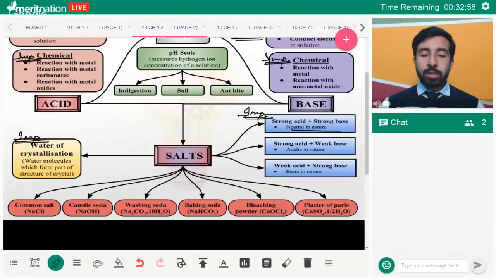Now, your neutral salts, the salts which are neutral in nature, sure, Mayur, we'll definitely do that. Just wait for a while.